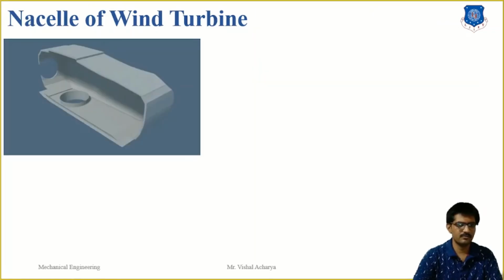Nacelle of wind turbine. The nacelle is a big box that sits on the tower and houses all the components of the wind turbine. It houses an electrical generator, power converter, gearbox, turbine controller, cable and the yaw drive.